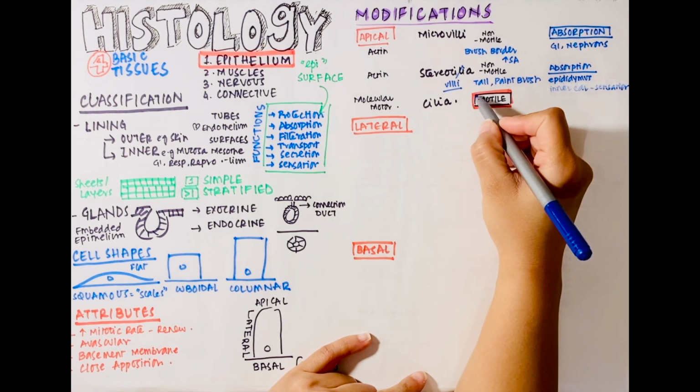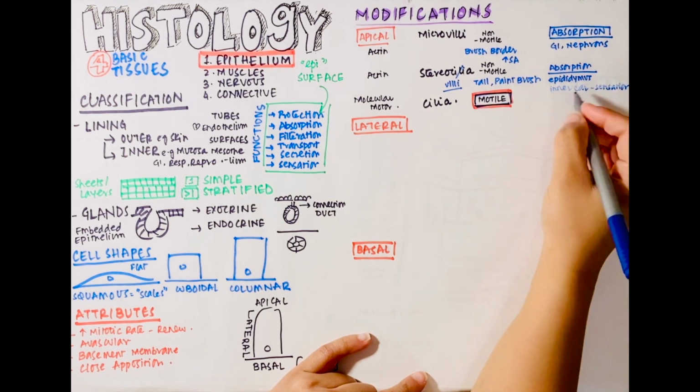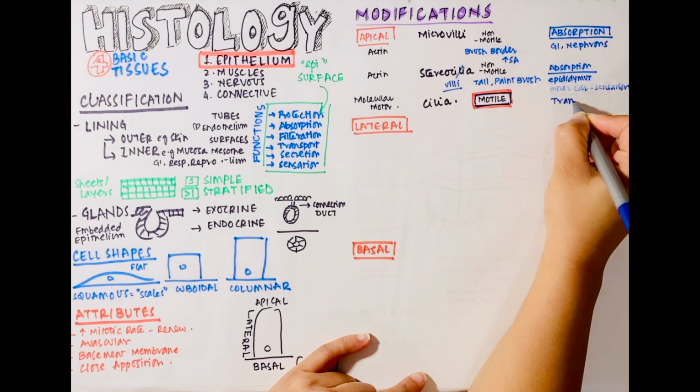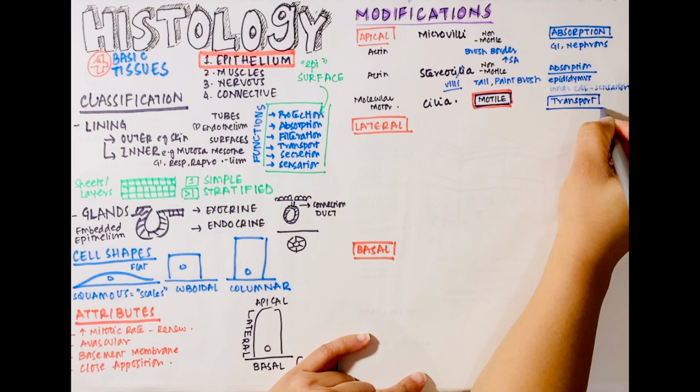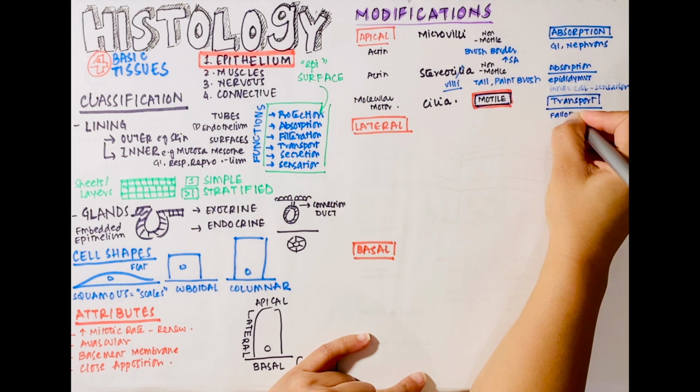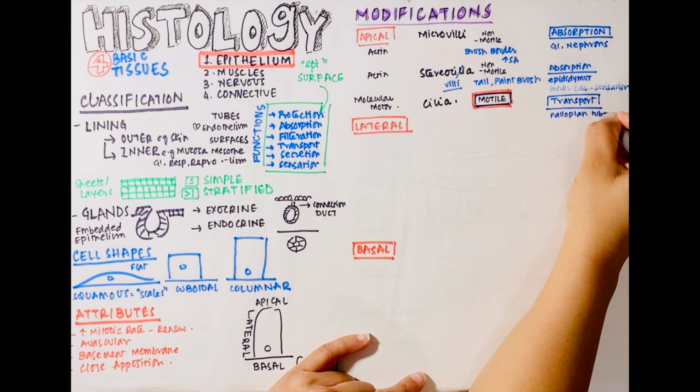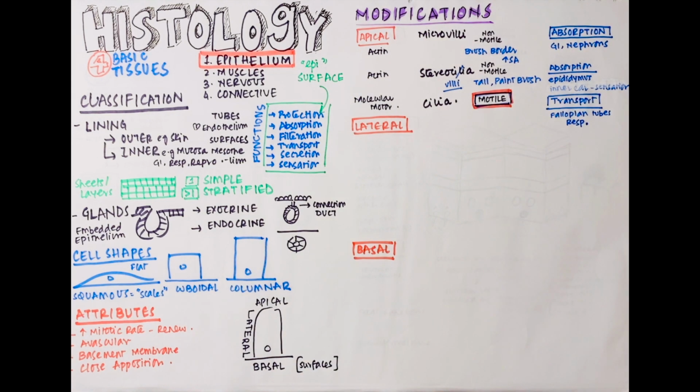Remember, cilia are motile, which makes their primary function that of transport. They're found in fallopian tubes and in the respiratory tract. In the fallopian tubes, they transport the ovum, and in the respiratory tract, they transport mucus, which has collected foreign bodies, and cough it out.